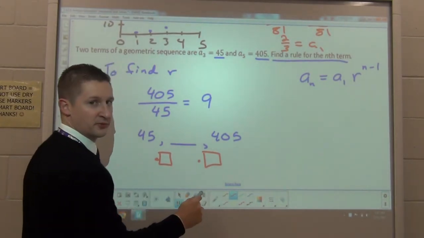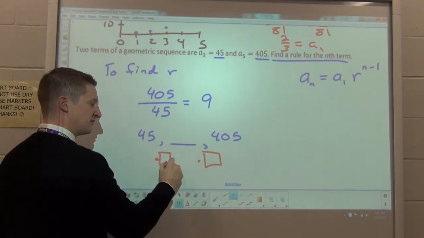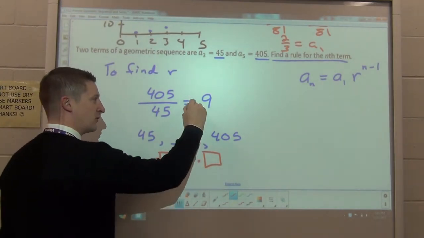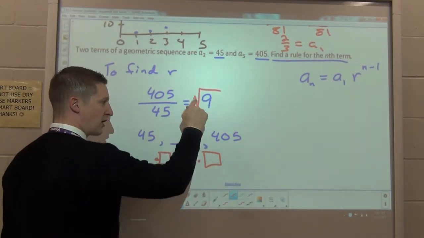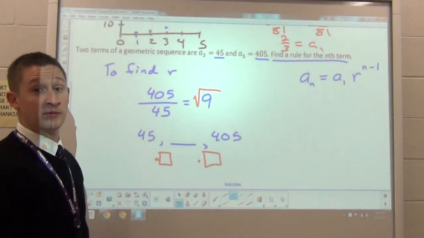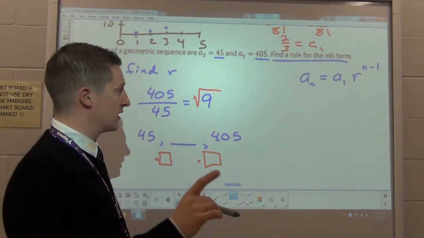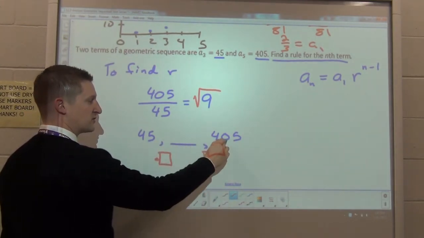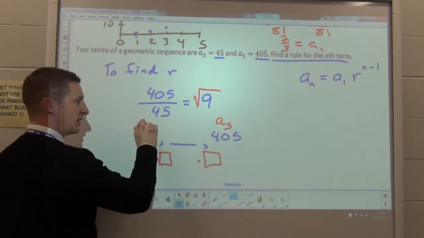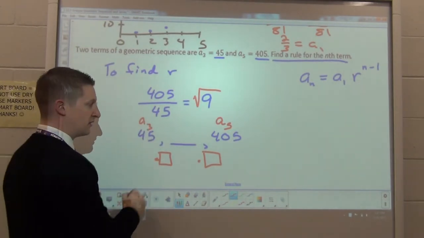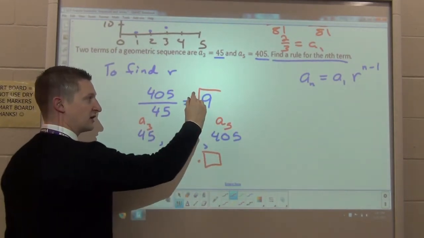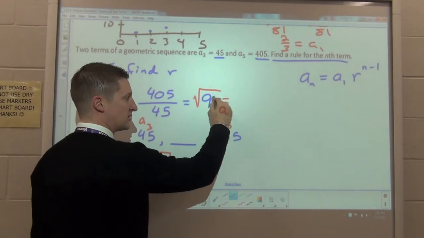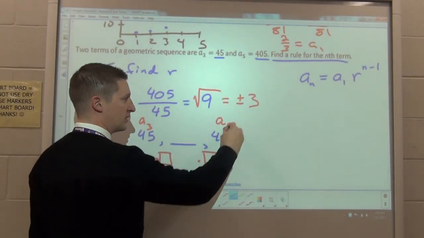So if it's repeated multiplication, what I could do here to find out what this common ratio is, I'm going to take the square root of that number. Now, I'm able to take the square root. Now here's the trick. It's a square root because these terms are 2 terms apart. This is the fifth term and this is the third term. They're 2 terms apart, so I'm going to take the square root of that number, which in this case is either positive or negative 3.